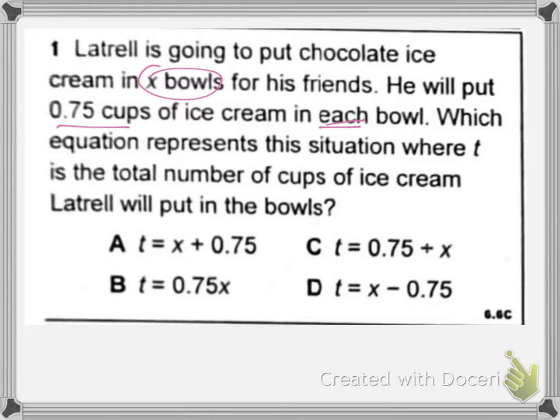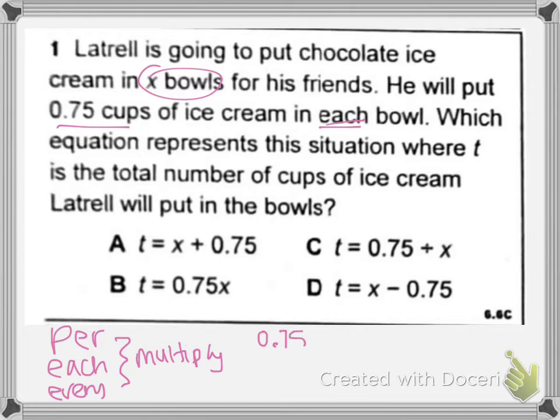So remember, per, each, and every mean to multiply. So if it's 0.75 cups per each bowl, we're multiplying 0.75 times x, because we don't know how many bowls there are, right? There are x bowls. This one doesn't have the multiplication, this one doesn't have the multiplication, and this one doesn't have the multiplication. So your answer is B.